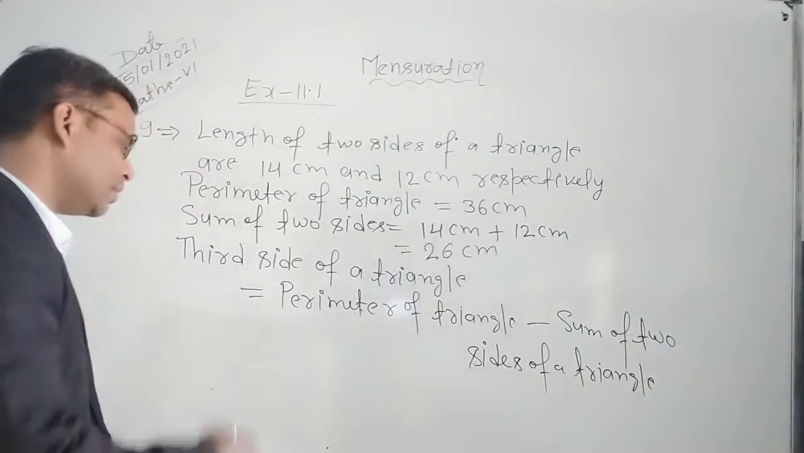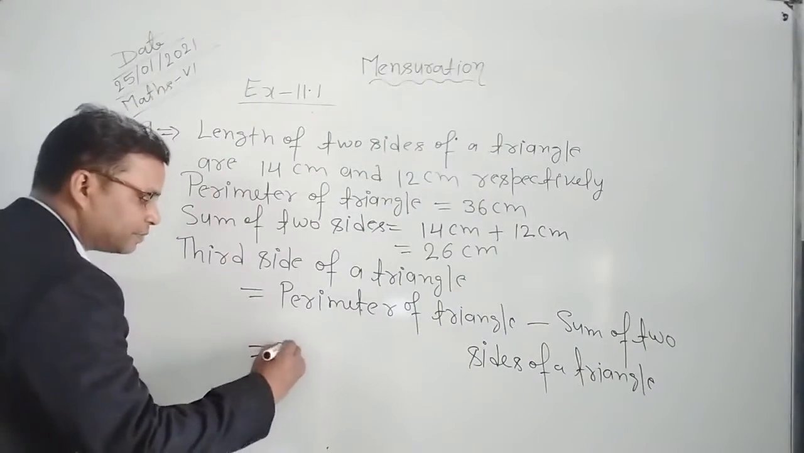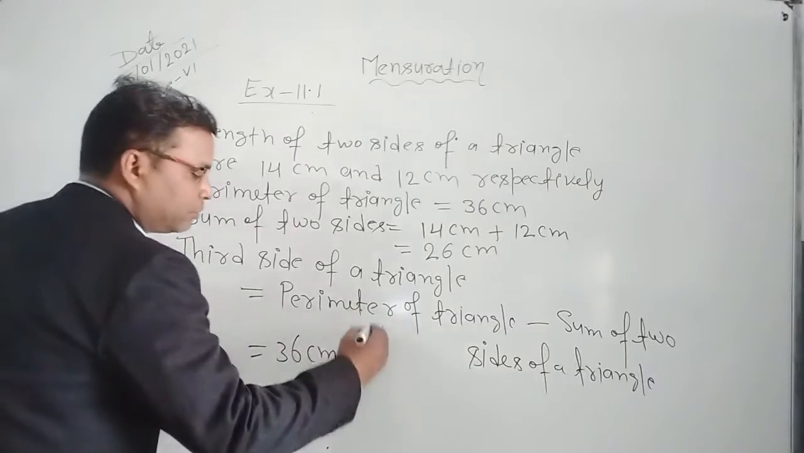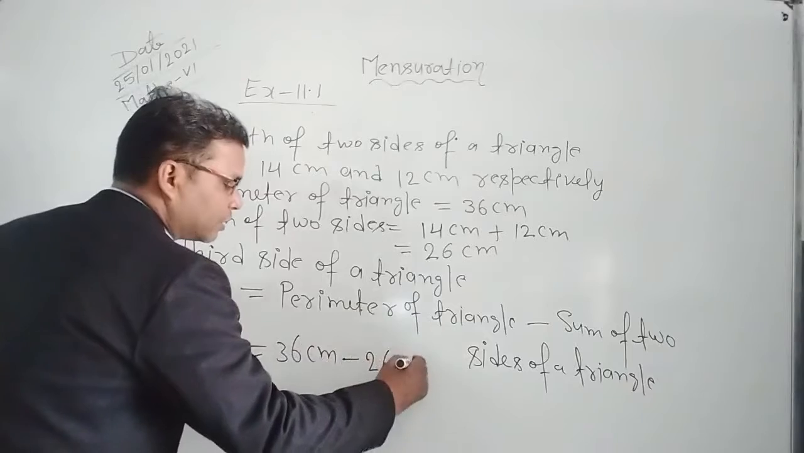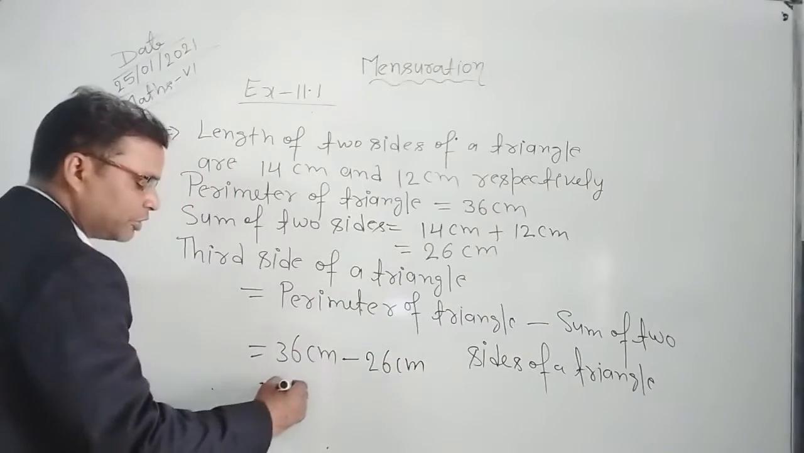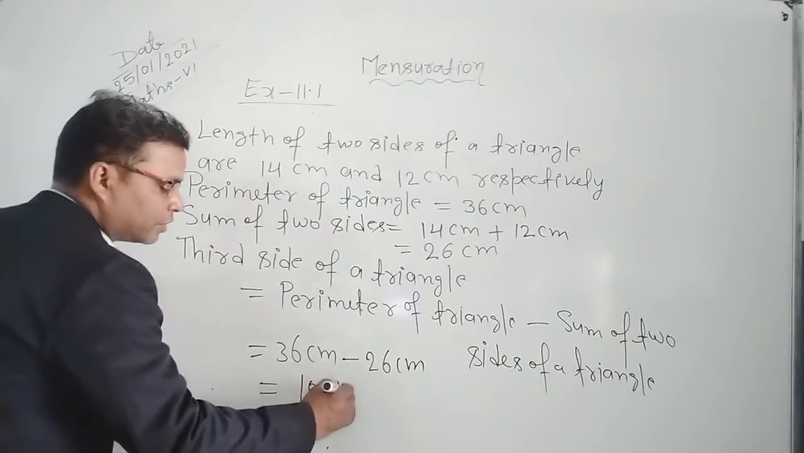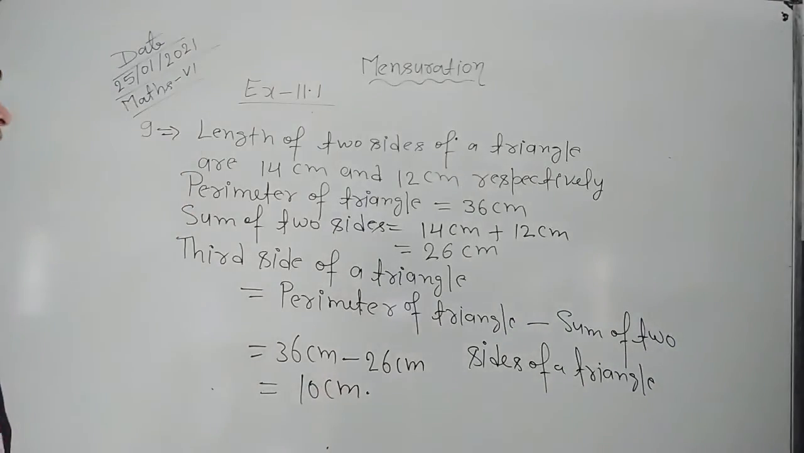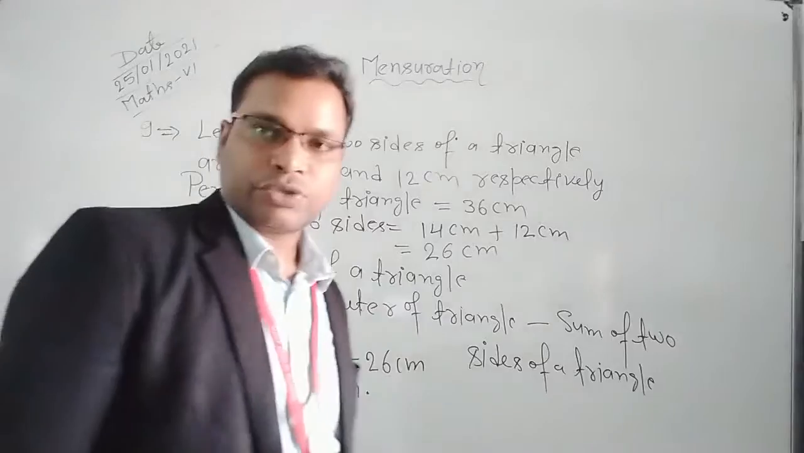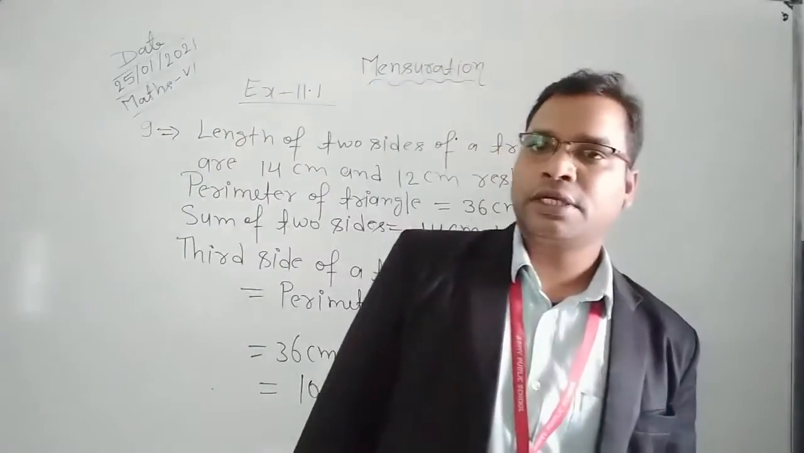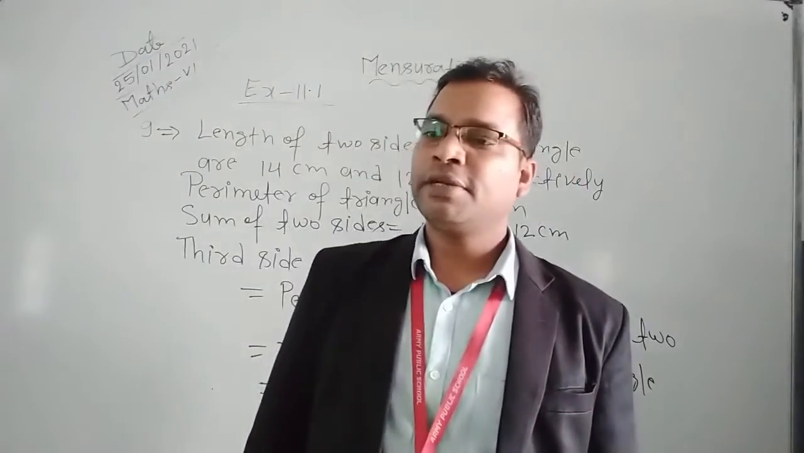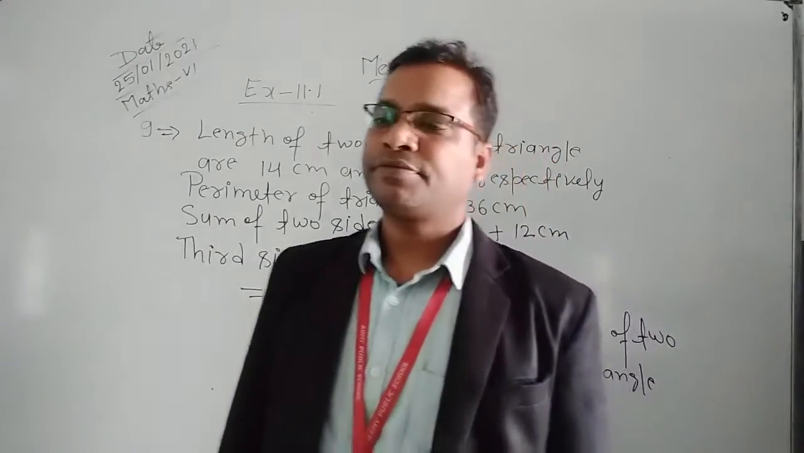This is clear? Now, so perimeter is given here 36 centimeter minus sum of two sides is 26 centimeter. This is to be subtracted, then we get 10 centimeter. This is clear? So student, in these questions we get the third side of the triangle as 10 centimeter. This is clear? I repeat this question again.